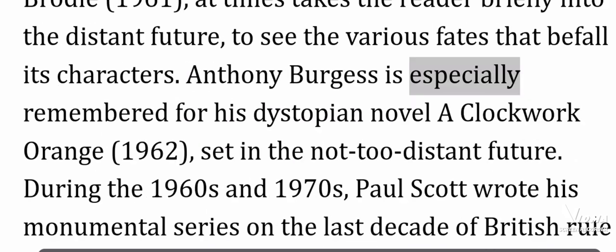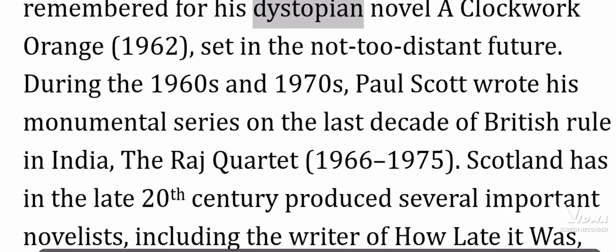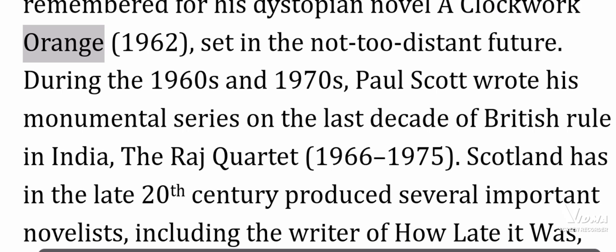Anthony Burgess is especially remembered for his dystopian novel A Clockwork Orange, 1962, set in the not-too-distant future. During the 1960s and 1970s, Paul Scott wrote his monumental series on the last decade of British rule in India, The Raj Quartet, 1966 to 1975.